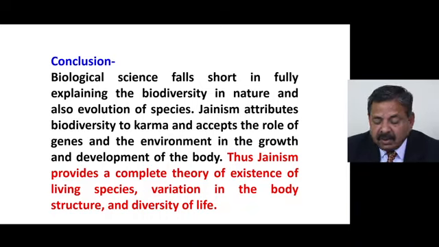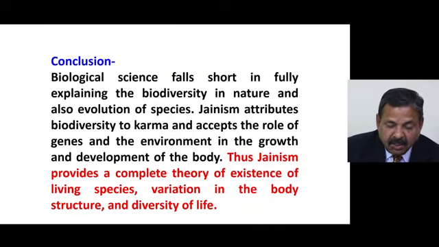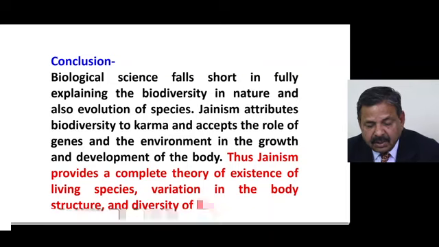Now, the main conclusion I would like to draw here is that biological science falls short in fully explaining the biodiversity in nature and also the evolution of species. Jainism attributes biodiversity to karmas and accepts the role of genes and the environment in the growth and development of the body. Thus, Jainism provides a complete theory of the existence of living species, variations in body, structure and diversity of life. This is a brief conclusion that the Jain system explains each and everything, both the science aspect and the philosophy aspect.